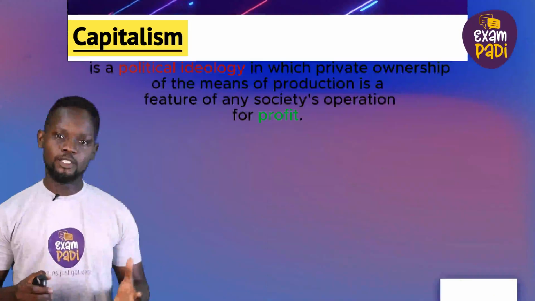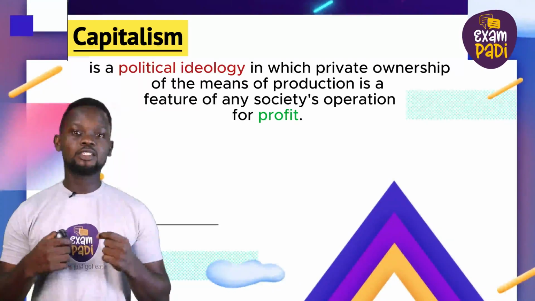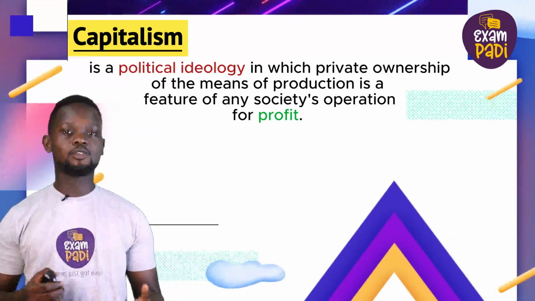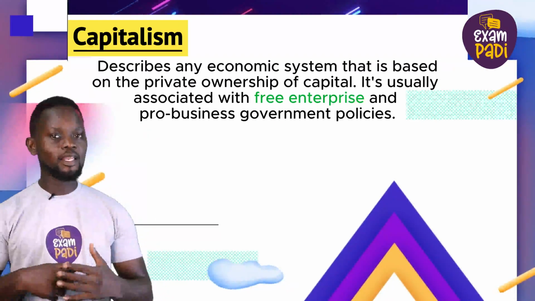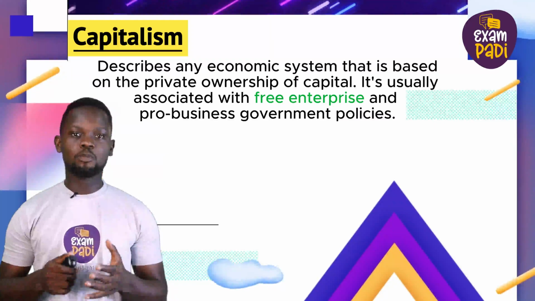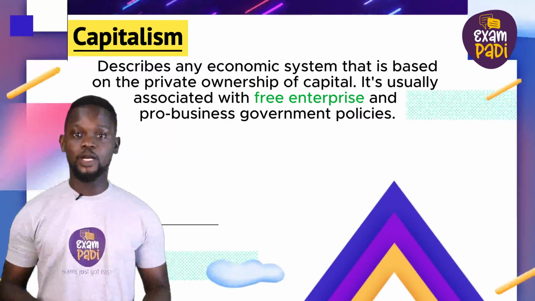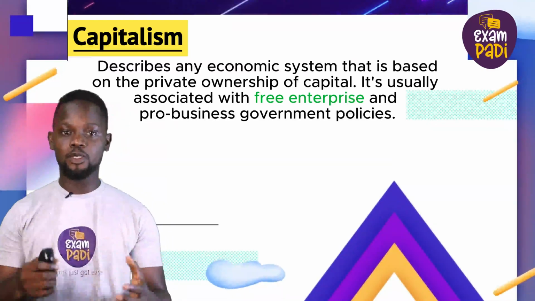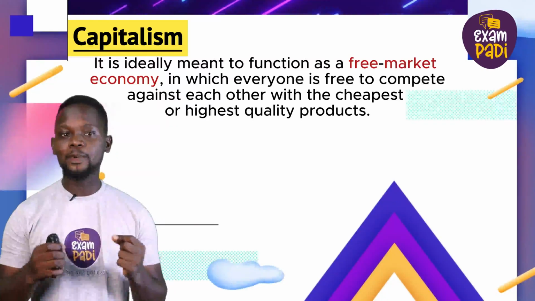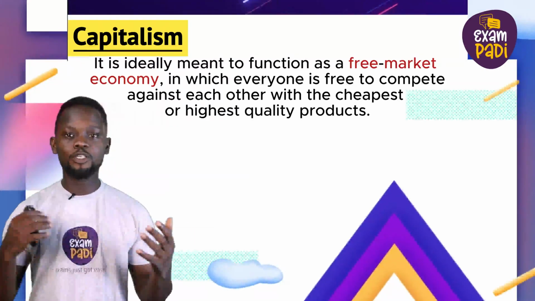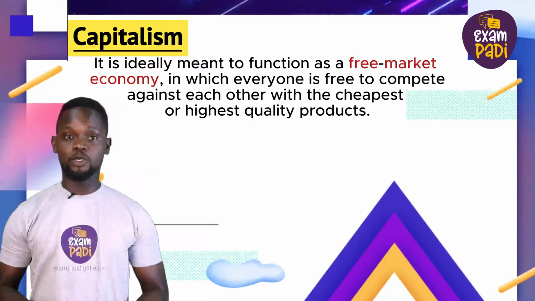Capitalism is a political ideology in which private ownership of the means of production is a dominant feature of any society's operation for profit. Capitalism describes any economic system that is based on the private ownership of capital. It's usually associated with free enterprise and pro-business government policies. It is ideally meant to function as a free market economy in which everyone is free to compete against each other with the cheapest or highest quality products.